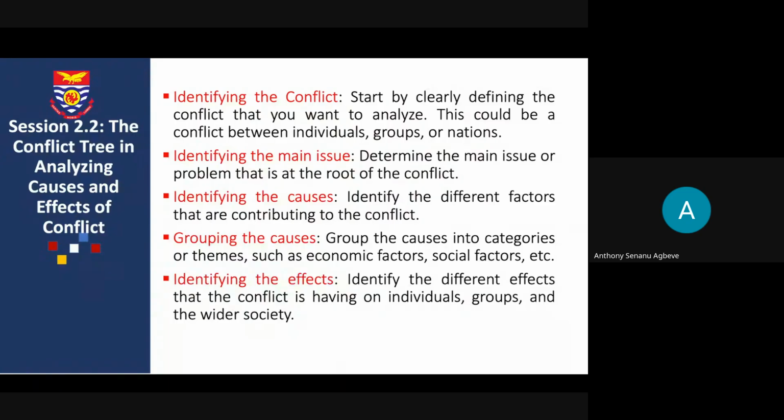Are they social factors? So if they are economic factors, what are the economic issues that are driving the conflict? Unemployment. A lot of the young people are not employed, despite, for example, the existence of a mining company within their community, but they are not benefiting from the presence of that mining company within their community. So a lot of the youth will protest, and then this could degenerate into a conflict, right?